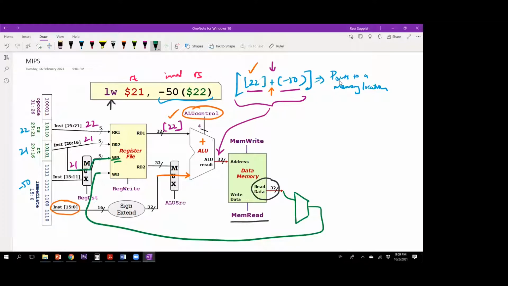So in load word, you are performing an addition operation for the ALU part, but that addition operation is not the result we're interested in here. That is to point to the memory, and what we're interested in is the data inside the memory. All right, and that will channel back to the register file to be updated to whichever register we specify over here. So that is your load word.